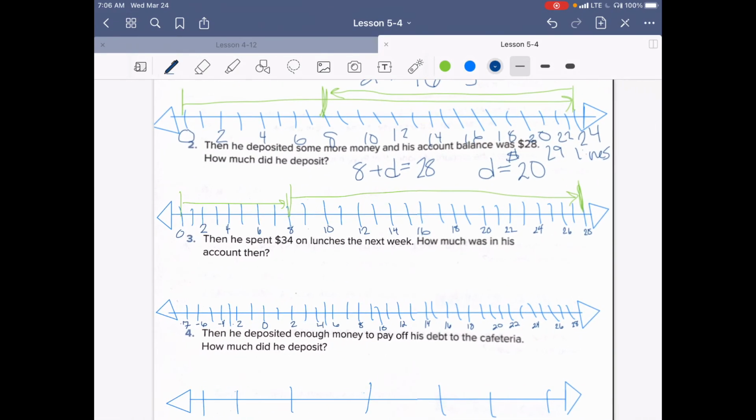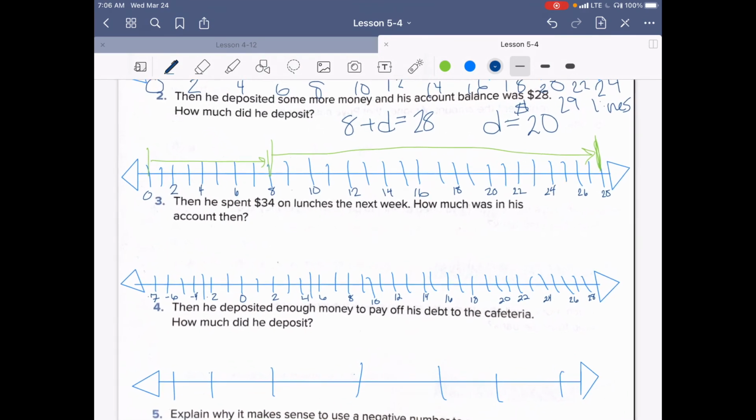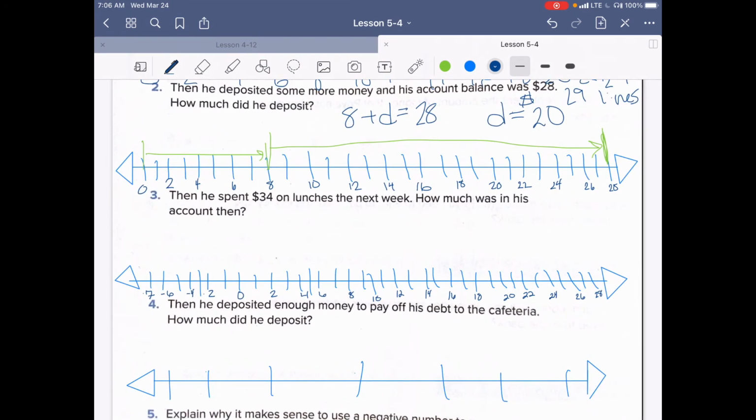All right, so I drew a number line this time that can accommodate spending $34. So I went all the way up to 28 down to -7. So we're going to draw our first set of arrows here because we know we started with $28. So we are going to go from 0 up to 28. And then he spent $34. So we're going to start again at this, and we're going to count back.